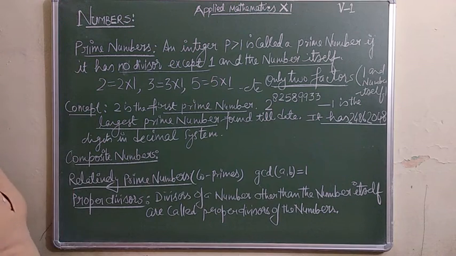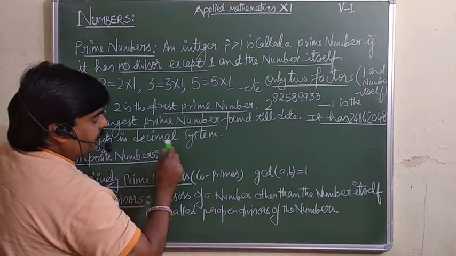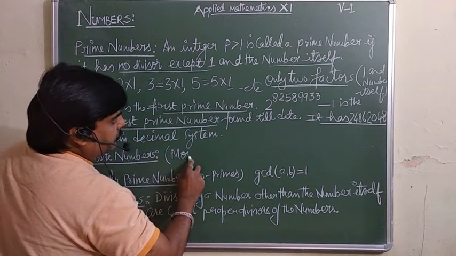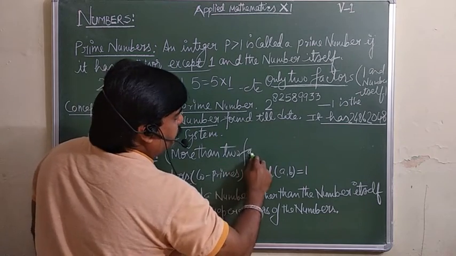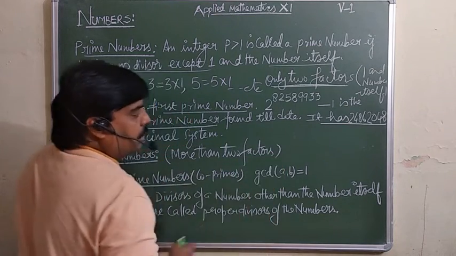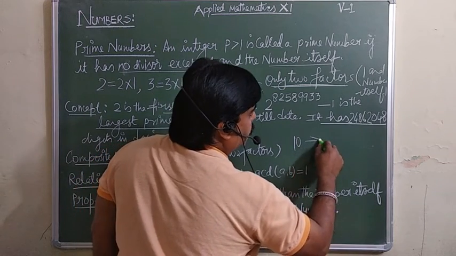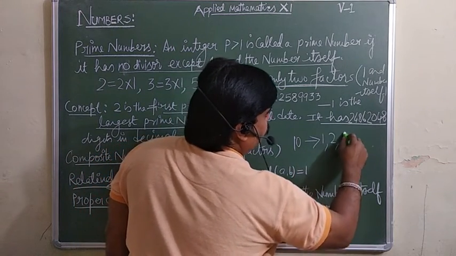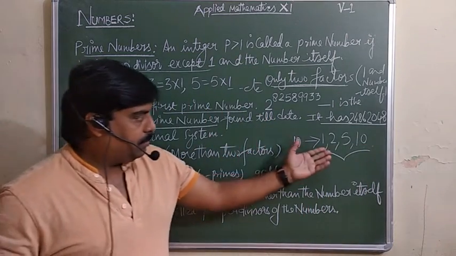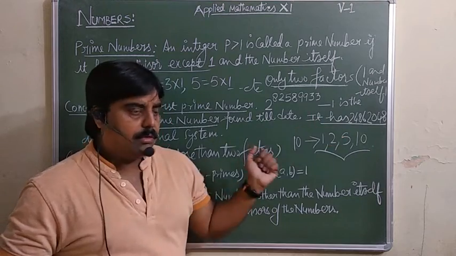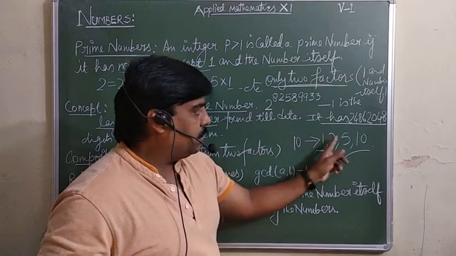Now the composite number. A composite number is one which has more than two factors. For instance, suppose we take 10. This number is divisible by 1, 2, 5 and 10 itself. So it has more than two factors, meaning it is divisible by more than two numbers. 1 and 10, no doubt, and also 2 and 5, so you can say this is a composite number.